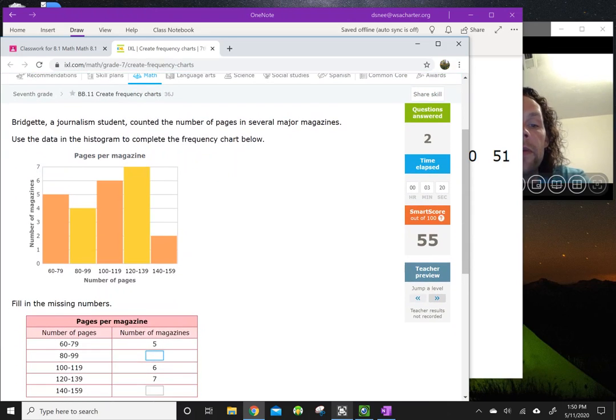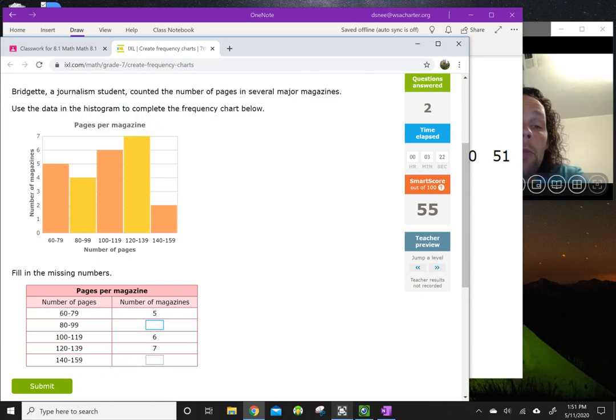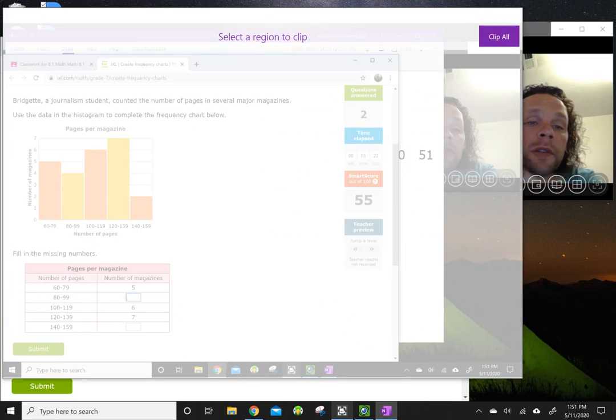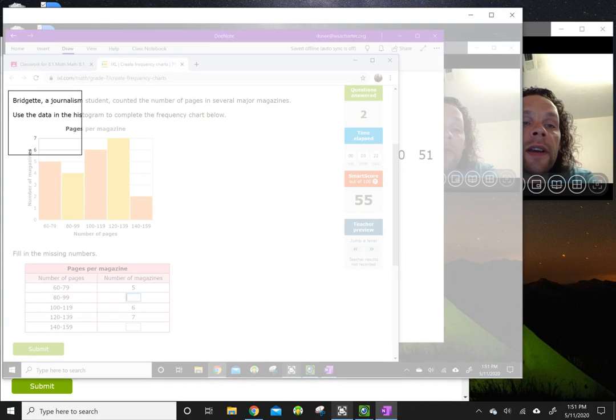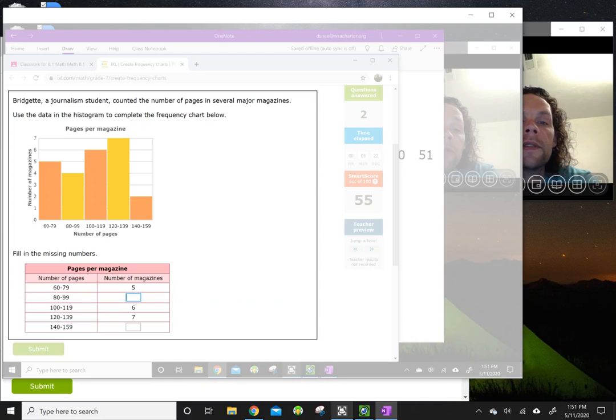Now we've got a histogram and a couple values missing from the frequency chart. So we're going to check this out. This says, let's see.